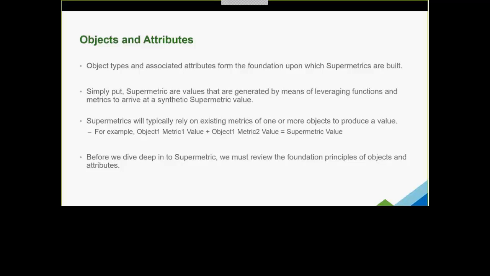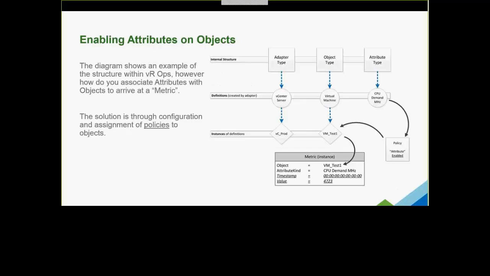So before we dive in, let's understand a little bit about objects and attributes. This slide does a good job of explaining that, right? It also tells you how you enable attributes and objects and the underlying SuperMetrics which can be collected through that. If you look at the internal structure on the top right-hand corner, you will see that you have adapter types. It could be a vCenter adapter or a Cisco adapter or an HP adapter, from where you are defining relationships and trying to fetch data from a source.